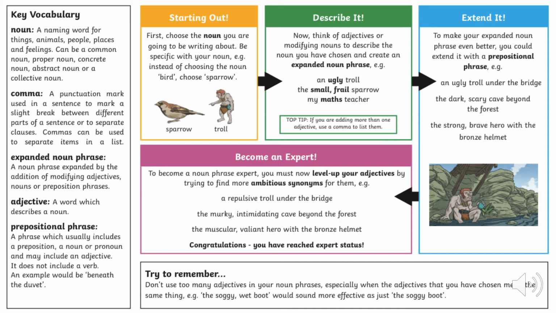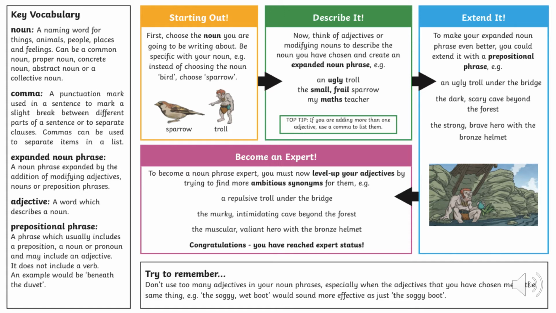We've got an adjective, which is, of course, a describing word that describes a noun, and a prepositional phrase, a phrase which usually includes a preposition, a noun, or pronoun, and may include an adjective. It does not include a verb. An example would be beneath the duvet.